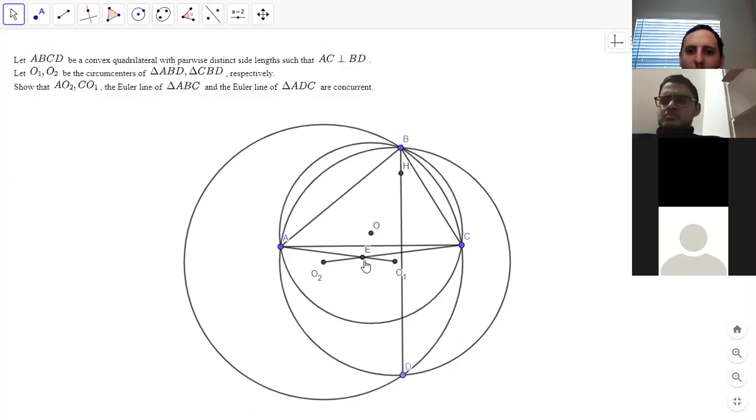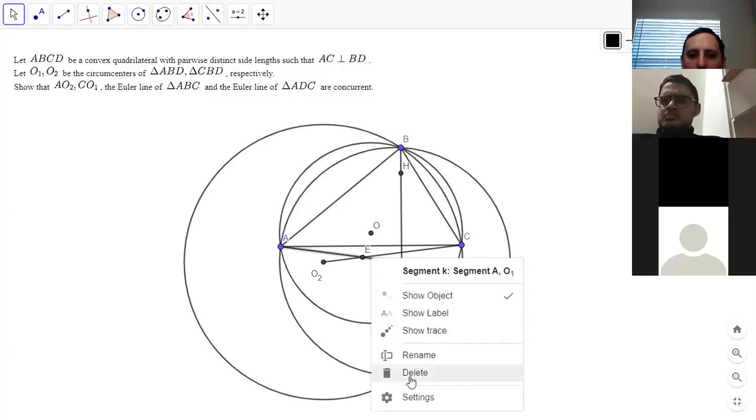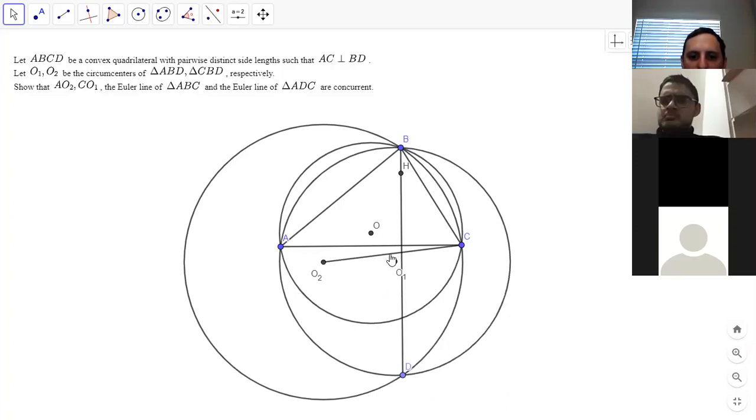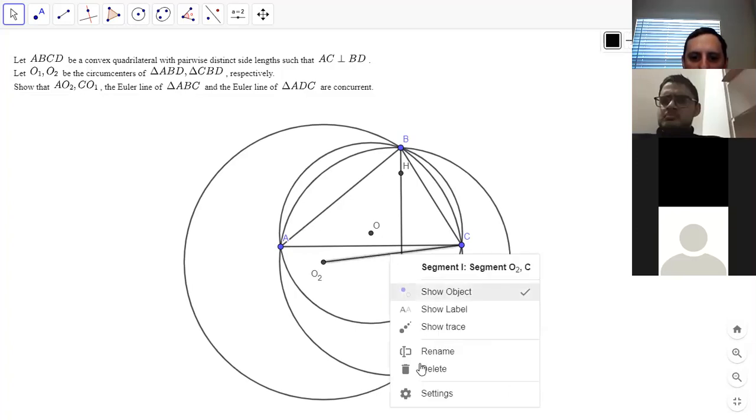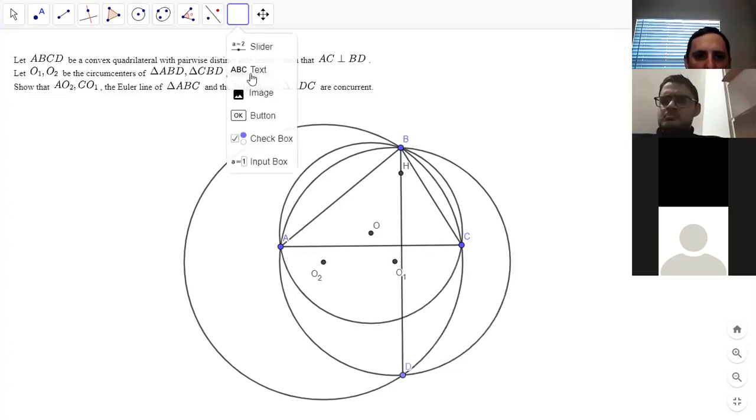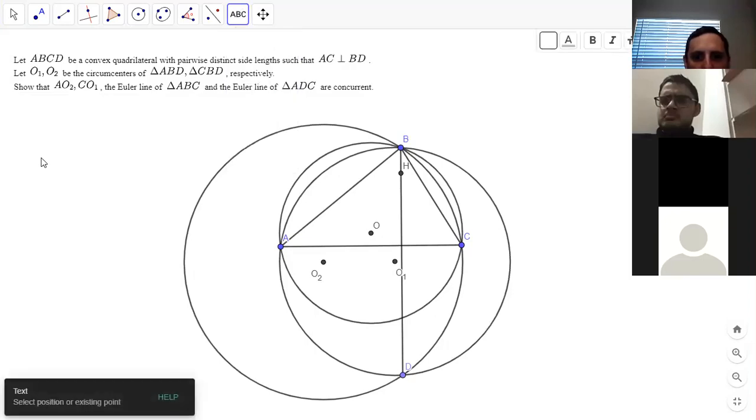Yeah, E is also going to be on that line. Well, no, E is wrong. Oh no, yeah, E's not on it. Yeah, but this one was too easy. So I'll just quickly write it up.